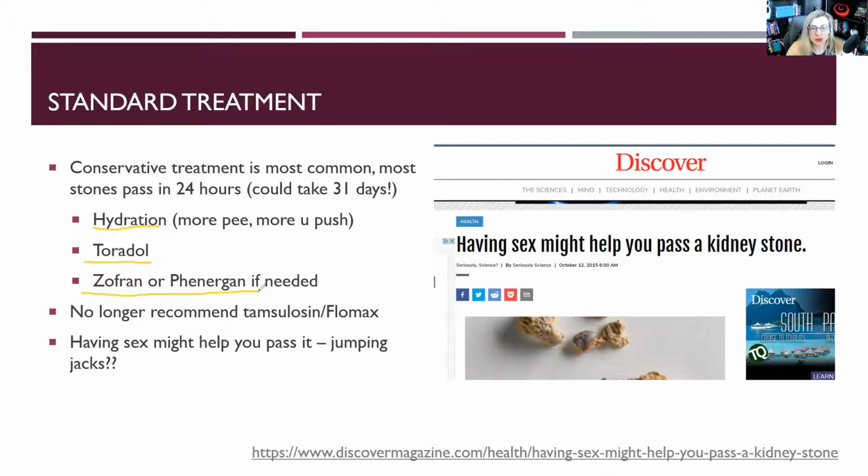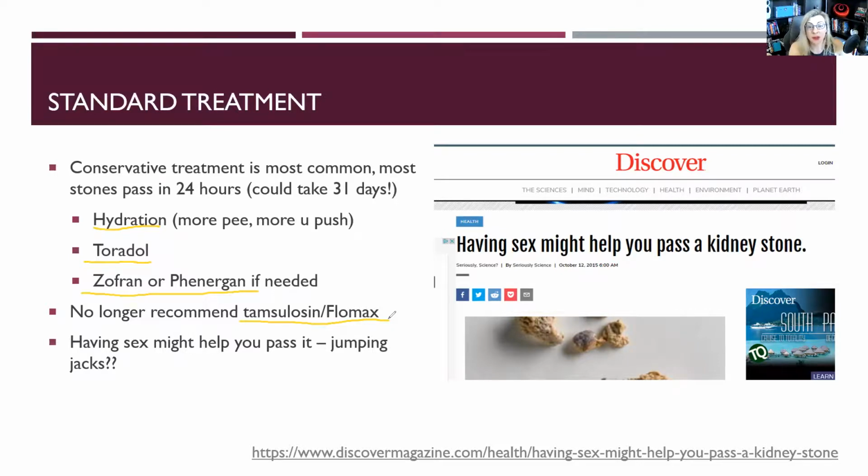A lot of urology folks highly recommend that you give tamsulosin or Flomax. This was theorized to help open up and relax that ureteral spasm and hopefully allow the stone to pass without that ureteral spasm.